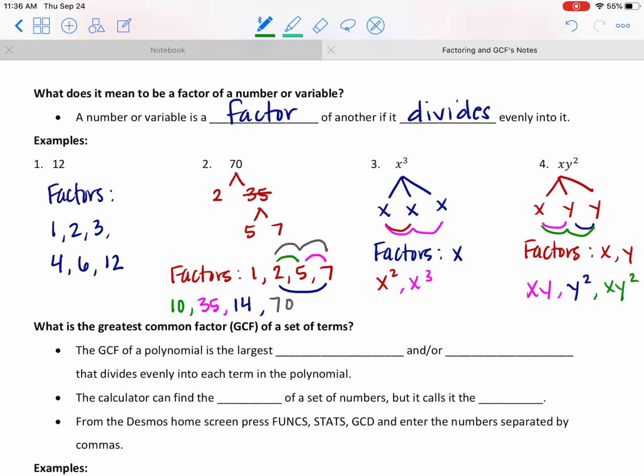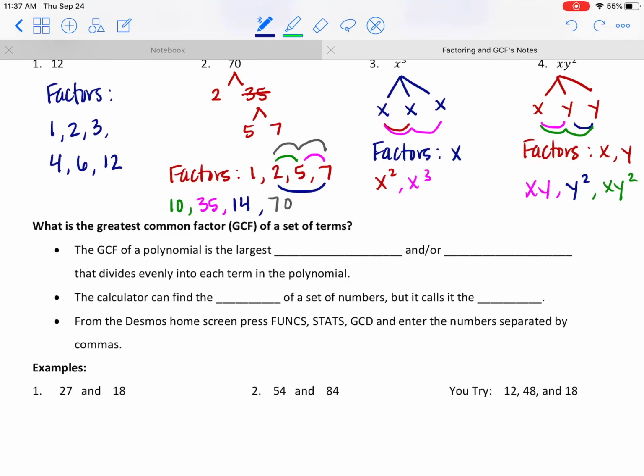So if I knew all the factors of 70 and all the factors of 12, I could say what's the greatest common factor? What's the biggest number on those lists that they have in common? Well, for 12 and 70, it's 2. So if I was looking at this list and this list, that's the biggest one that they have in common. So that would be the greatest common factor for 12 and 70. Okay, so I got to be able to find that greatest common factor for a whole set of terms.